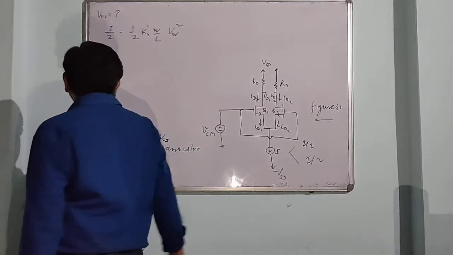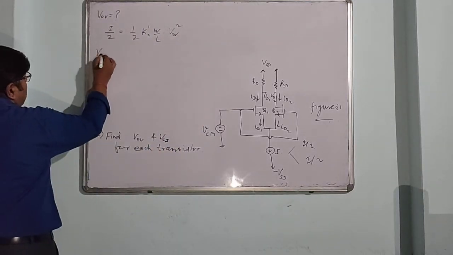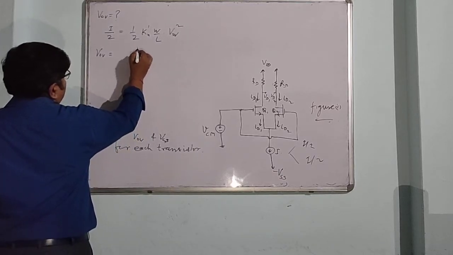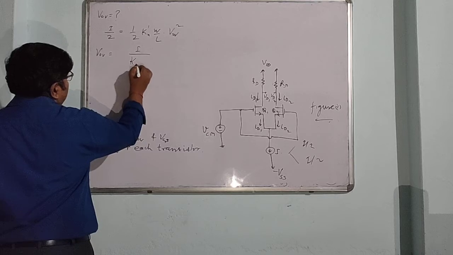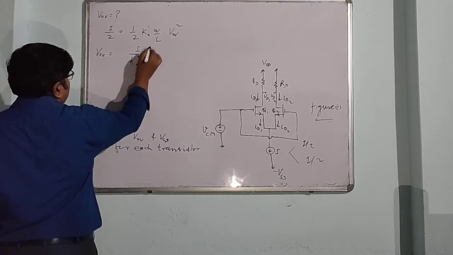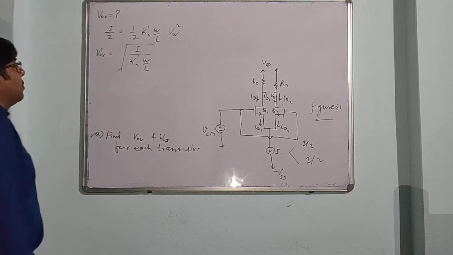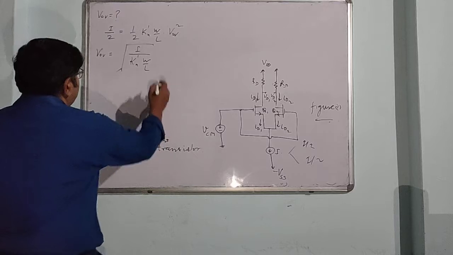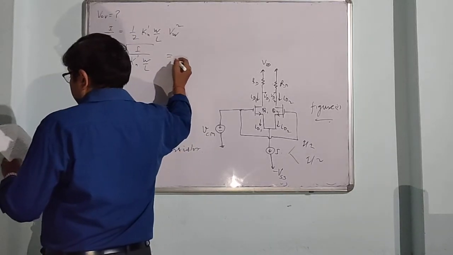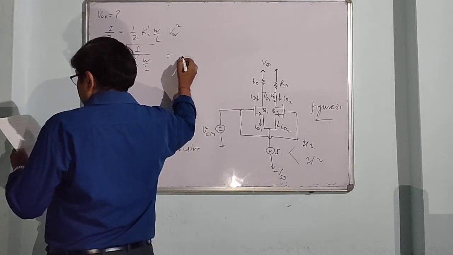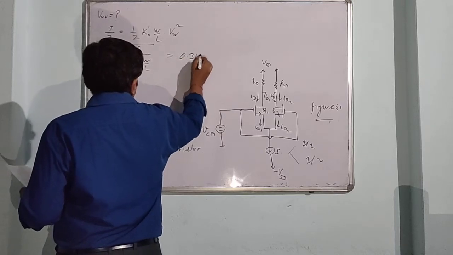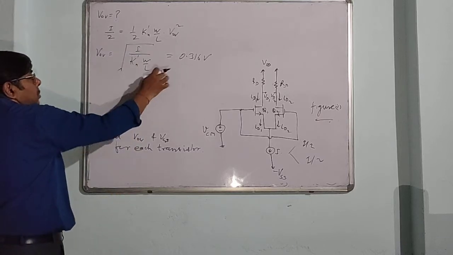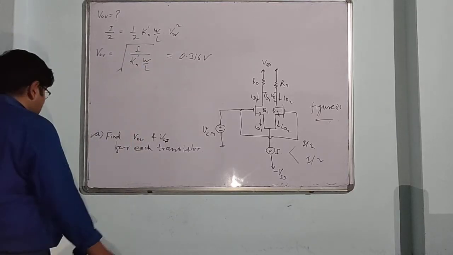From this relation you can find out overdrive voltage. So you can write the square root of I upon Kn dash W upon L. You can put all values, and I am writing the answer directly. You will get 0.316 volts. You can check. Put all these values, then you will get the overdrive voltage.